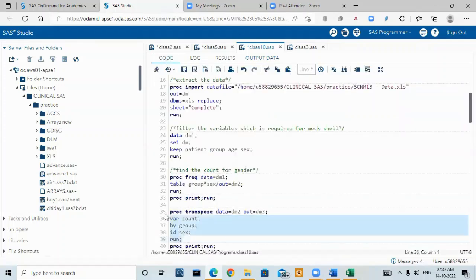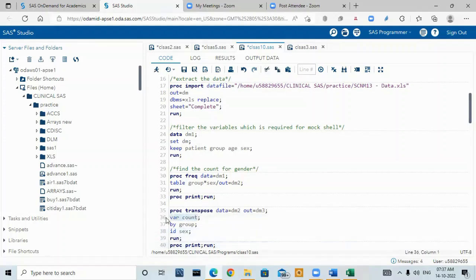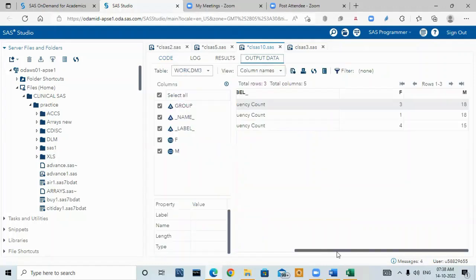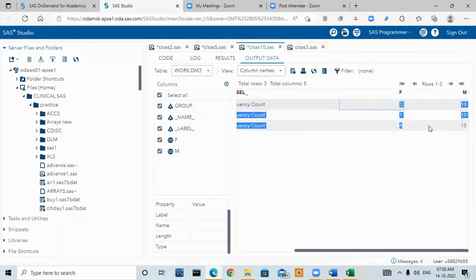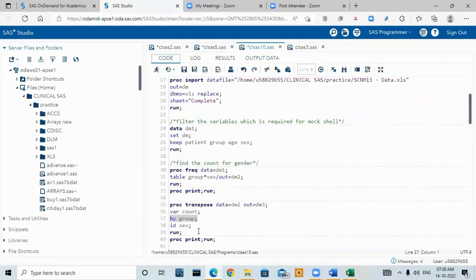So this programming part is very important. Here are the points you have to understand. It is transposing the count, and grouping the values by group. For each separate group, a separate count is generated, and ID sex means dividing the sex values into separate columns. Understood, everyone? This is proc transpose. First of all, it is taking the count variable and grouping it in the three groups. What are the three groups here? GF group, GM50 group, and GF plus M50 group. Three groups, displaying values separately. Now the third point is ID. ID will divide the values into sex separately, male and female.